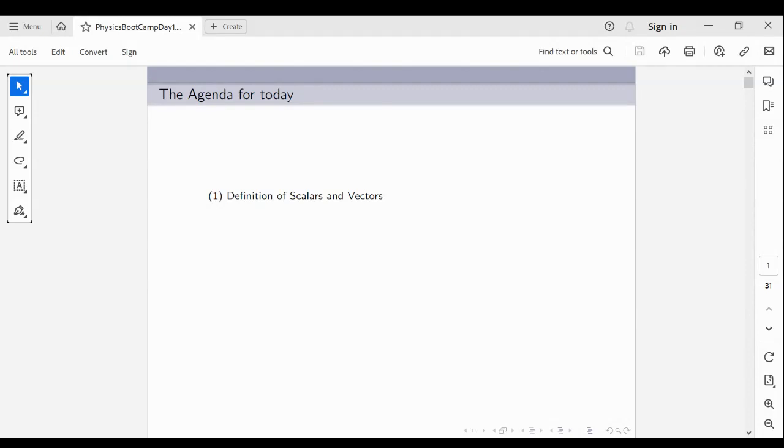How do you go down? You have to go to your PDF. Oh yeah, PDF.